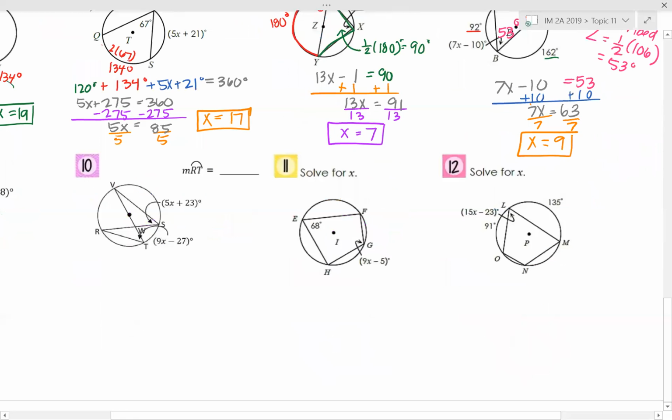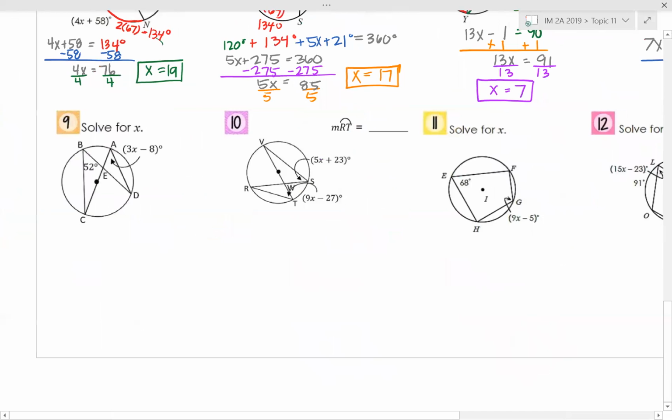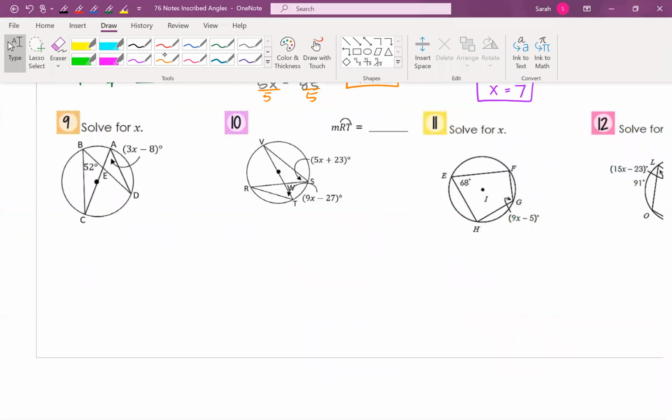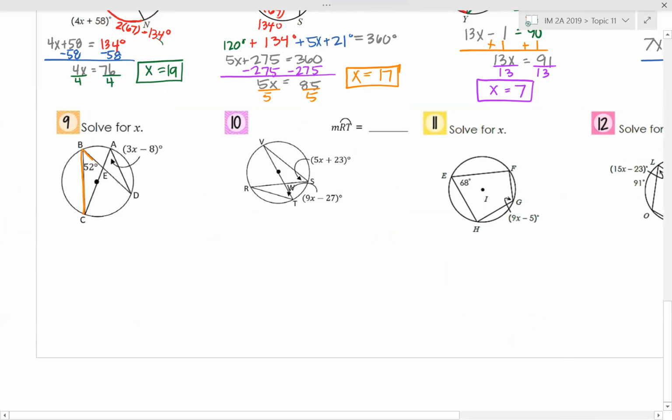All right, so last 4. For number 9, they want us to solve for x. So we have 2 different inscribed angles. If I look at these 2 inscribed angles, I know that angle CBD is 52 degrees, and I know that angle CAD is 3x minus 8 degrees. Because these 2 angles both open up to arc CD, I know that they must be equal.